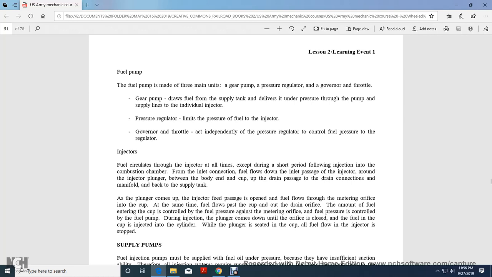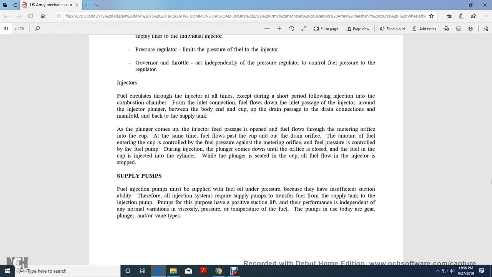Injector fuel cycle review. The injector is open at all times except during the short period of injection and combustion. Fuel flows from the inlet connection down the inlet passage and around the injector body into the cup, through the drain passage to the drain connection and the manifold, and back to the supply tank. As the plunger comes up, the injector feed passage opens and fuel flows over the metering orifice into the cup. At the same time, fuel flows past the cup to the drain orifice outlet. The amount of fuel entering the cup is controlled by the fuel pressure against the metering orifice, which is controlled by the fuel pump. During injection, the plunger comes down, the orifice closes, and the fuel in the cup is injected into the cylinder. When the plunger is seated in the cup, the fuel injection stops.